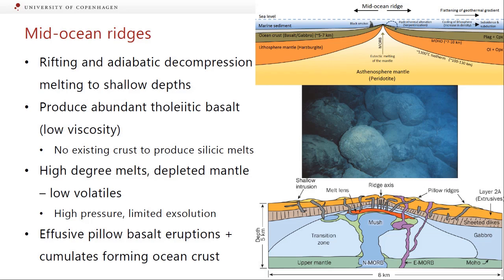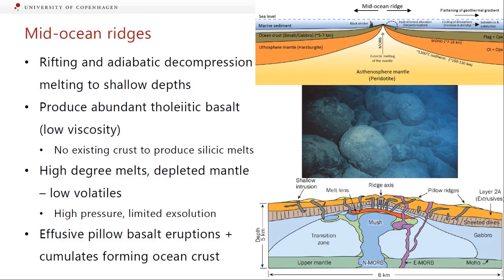So mid-ocean ridges was the one we started with. We've got rifting and adiabatic decompression, and the melting is able to continue to very shallow depths because we've essentially got no lithosphere under the mid-ocean ridge. That means we can have quite high degrees of melting and produce a lot of tholeiitic basalt. It's got low viscosity because it's a basalt, basically.